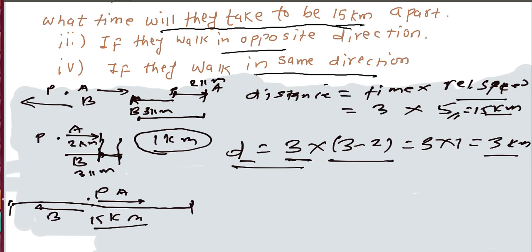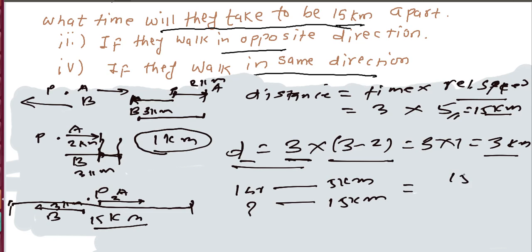The idea here is, in 1 hour A will travel 2 kilometers from P, and B will travel 3 kilometers. In 1 hour they will be 5 kilometers apart. So how much time will they require to be 15 kilometers apart? In 1 hour, 5 kilometers apart. What is the time for 15 kilometers apart? So time is equal to 15 by 5, that is nothing but 3 hours.